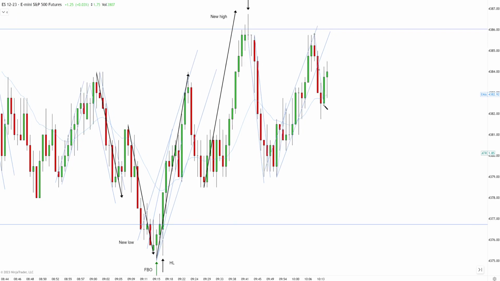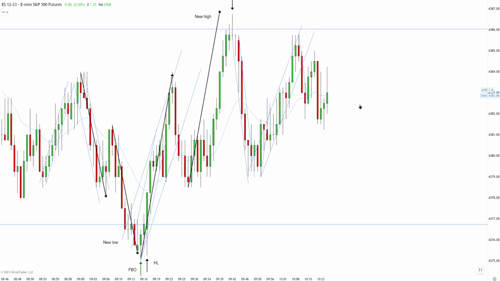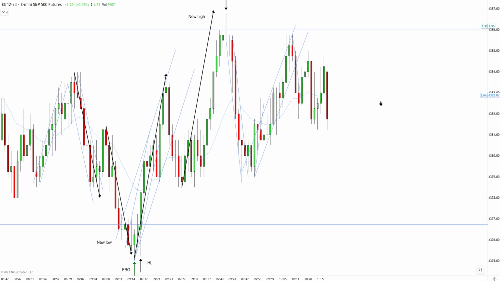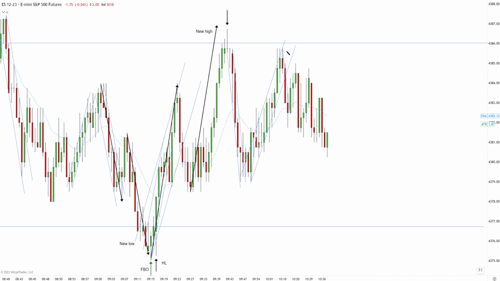I was thinking possible second entry long for a new high, but as we broke below the EMA, I have to stop thinking about a second entry long because we're below the EMA. The EMA is not holding, and we continue working lower, and eventually the market continues grinding lower. So I have to adapt.